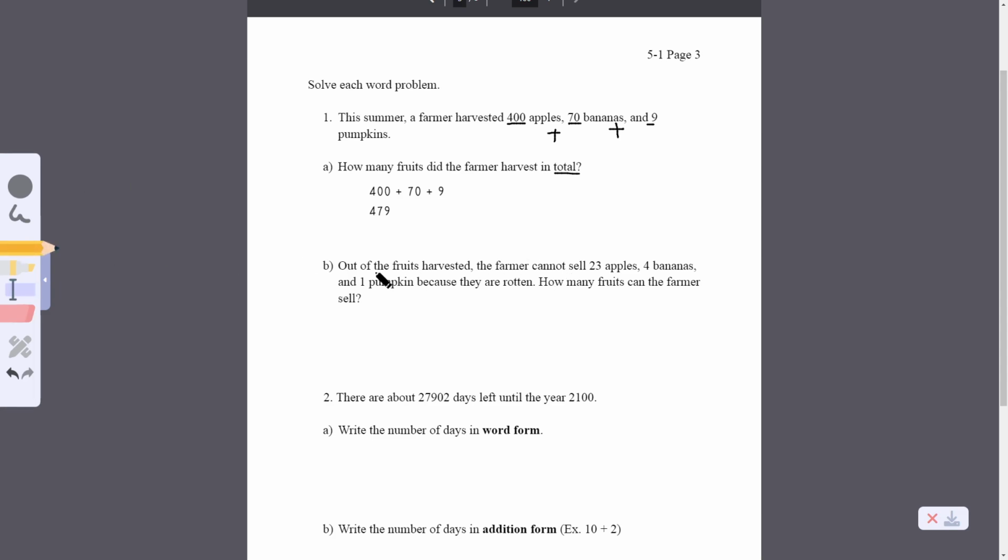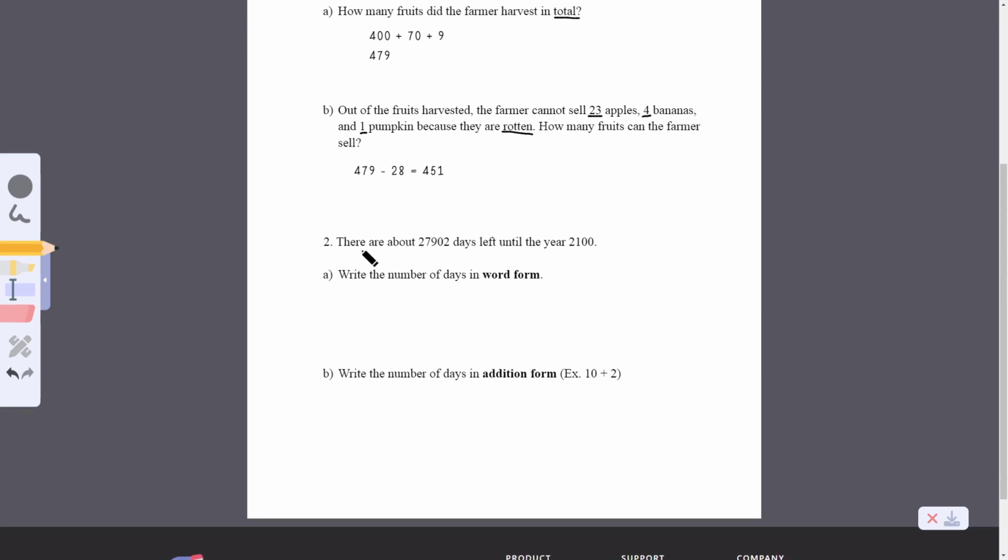Number 2. Out of the fruits harvested, the farmer cannot sell 23 apples, 4 bananas, and 1 pumpkin because they are rotten. How many fruits can the farmer sell? All you need to do is subtract the total number of fruits, 479, minus 23 apples, plus 4 bananas, plus 1 pumpkin, which would be 28 fruits total. The answer to this question would be 451 total fruits that the farmer can sell.